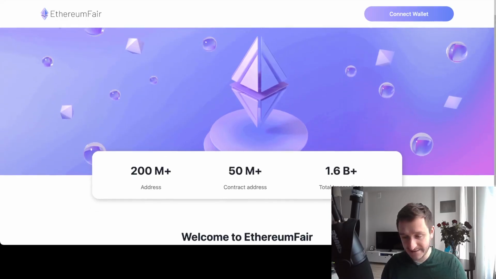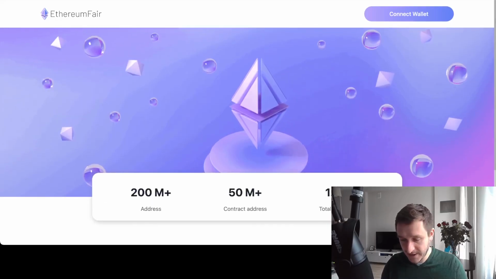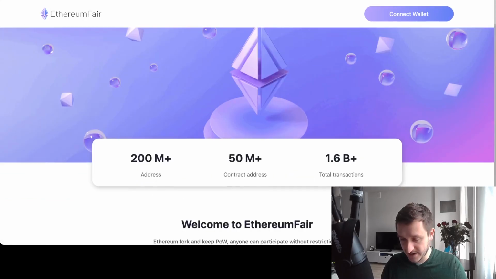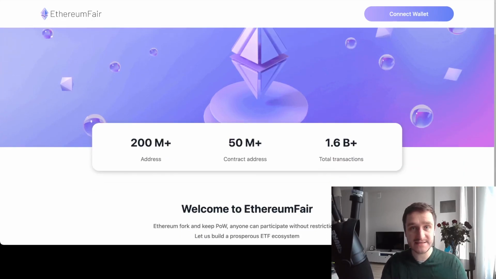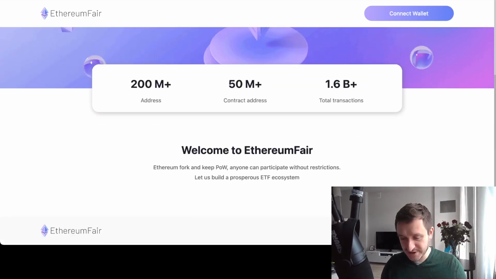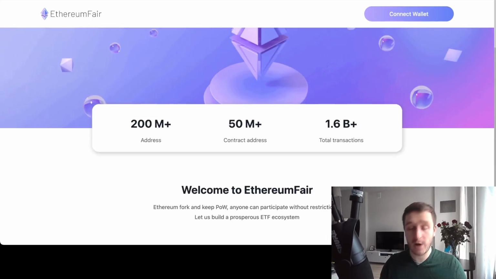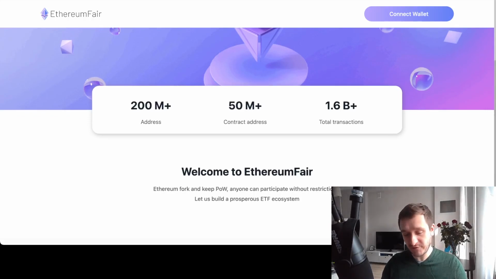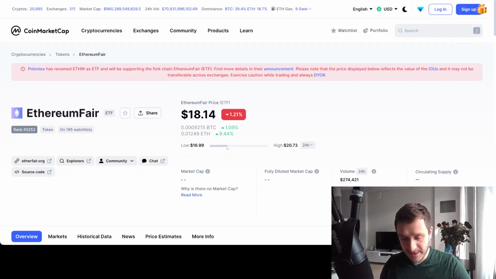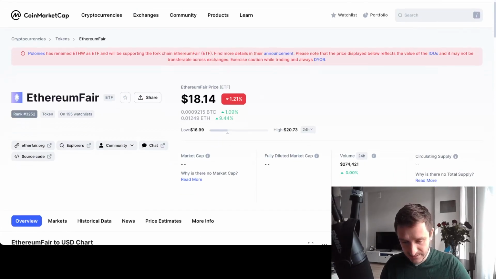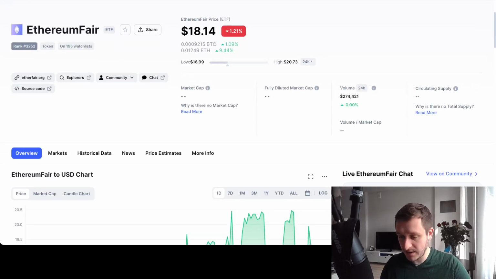Another hard fork that is pretty followed and it's up and running is EthereumFair, or ETF. That's the current version of the coin. So 200 million addresses, of course, because that's the copied version, the copied state from Ethereum. All the transactions being also copied from Ethereum. However, it's proof of work, not proof of stake. And you can see the coin also on CoinMarketCap. And basically, you can see that the coin currently is going a little bit higher than the EthereumPoW at $18.